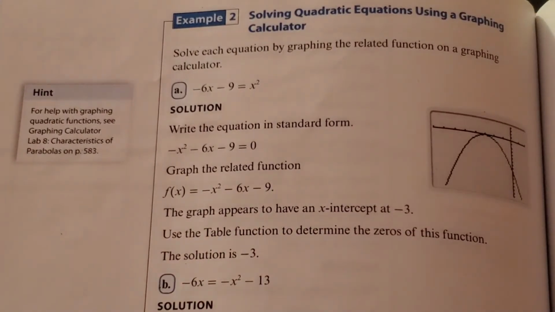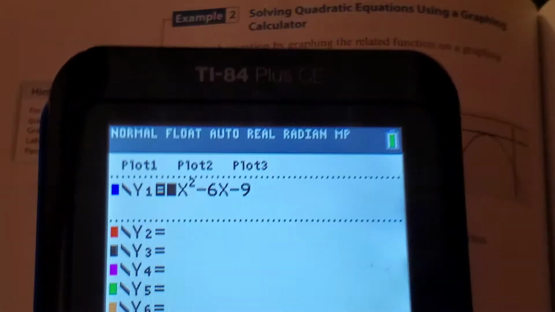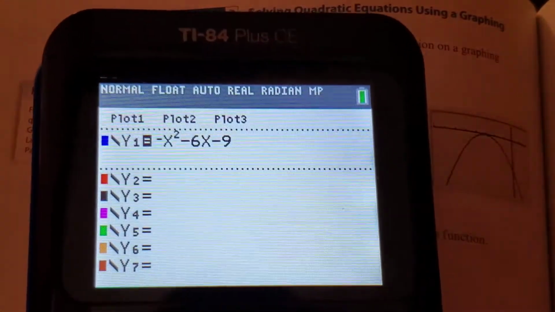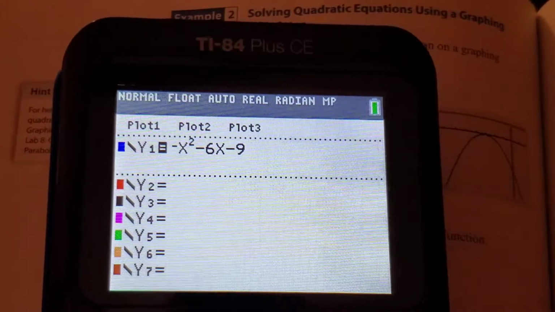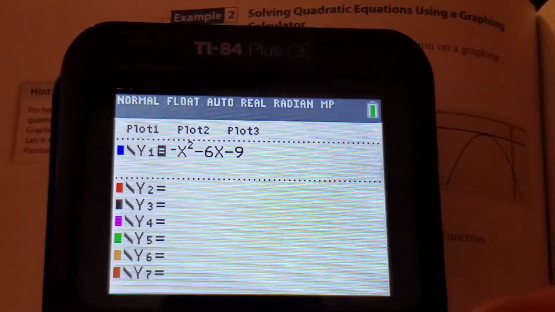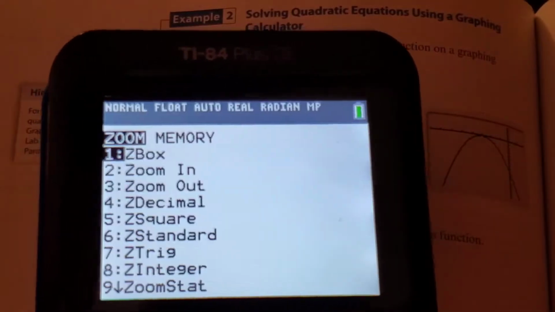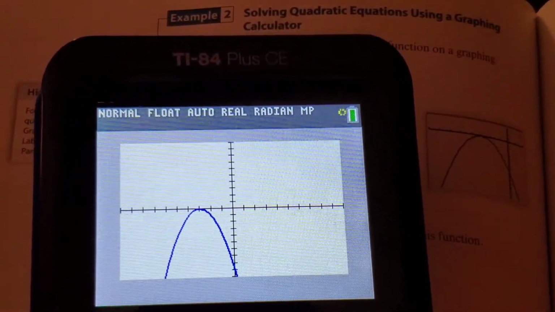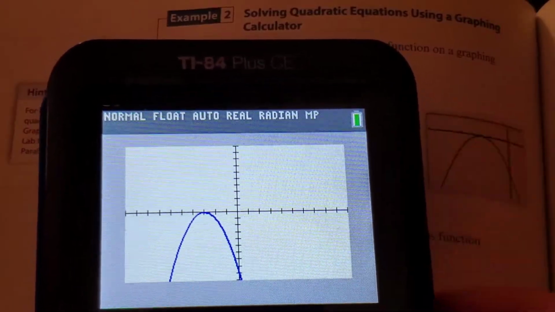So they want you to use a table, but I'm telling you, it's so much easier my way. And so what you're going to do is, again, you get your calculator, you put what the equation is, negative x squared minus 6x minus 9. Then you put sum 6. There we go. And so right there, it's supposed to be negative 3.